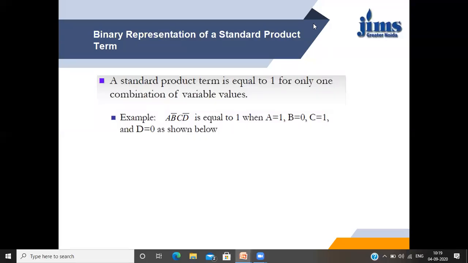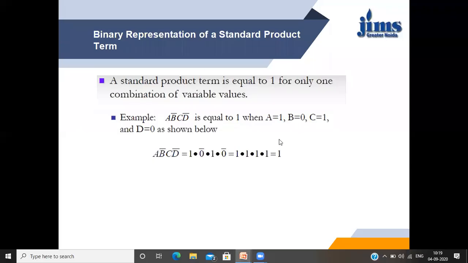Here we can see that A and C both are in true form. That's why the value of A and C is 1. On the other hand, B and D are in the complemented form, that is, we have B bar and D bar. That's why the value of B and D is equal to 0. And this product term is denoted by a 1. The value of the product term, that is SOP, will be 1.